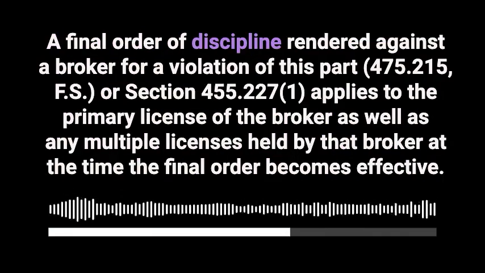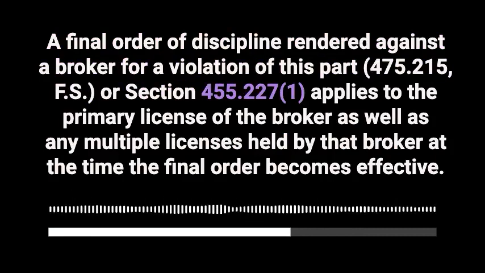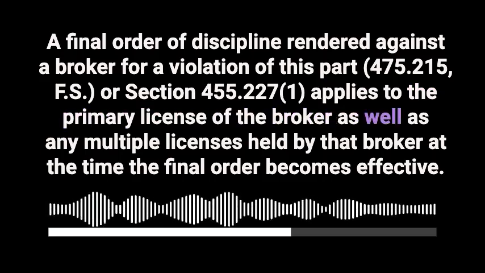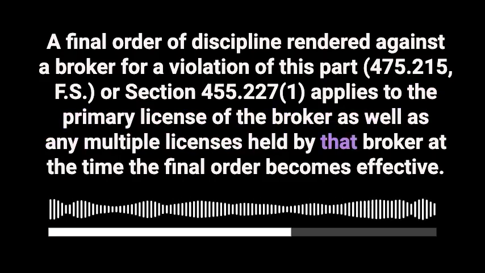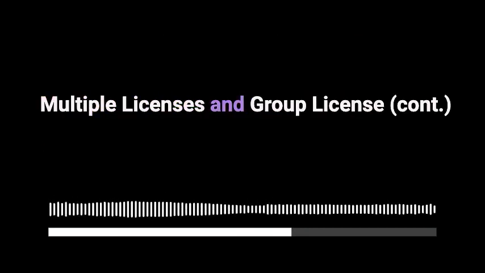A final order of discipline rendered against a broker for a violation of this part or section 455.227 applies to the primary license of the broker as well as any multiple licenses held by that broker at the time the final order becomes effective. Multiple licenses and group license.